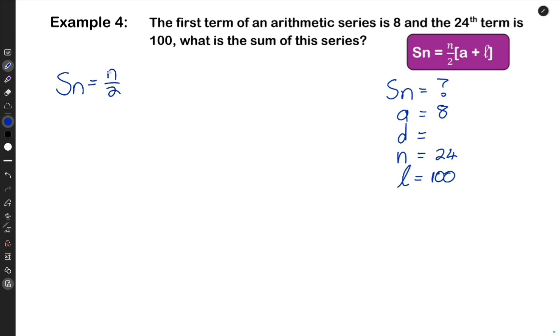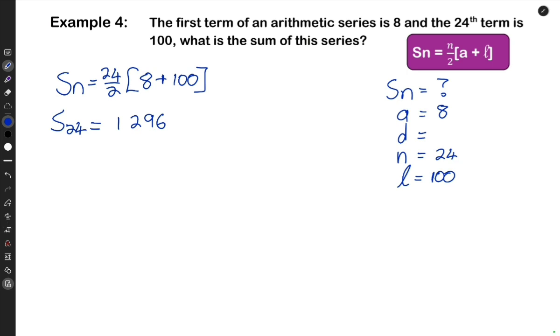But I know that n is 24. I know that a is 8. And I know that L is 100. And therefore, the sum of these 24 terms would be 1296. This was the video on arithmetic series, the Sn formula.